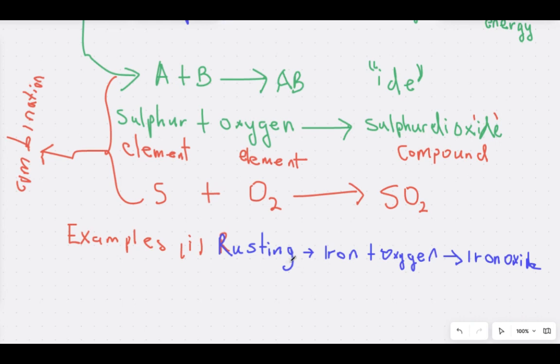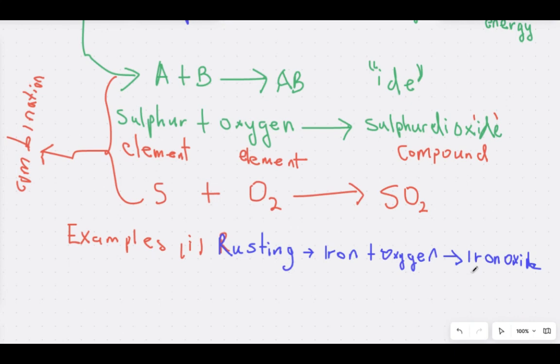Okay, good. Rusting is an example of a combination reaction. How? In rusting, iron will react with oxygen to form iron oxide. Is that okay? The iron oxide flakes off until eventually all the iron has combined with oxygen to form iron oxide, until there is no iron left.